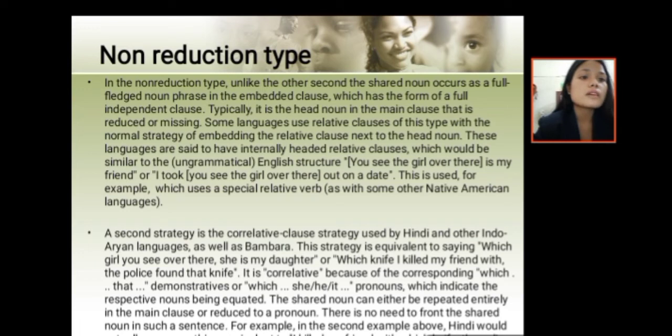The same noun can either be repeated entirely in the main clause or reduced to a pronoun. There is no need to front the shared noun in such a sentence. For example, in the second example above, Hindi will actually say something equivalent to I call my friend with which knife, the police found the knife.